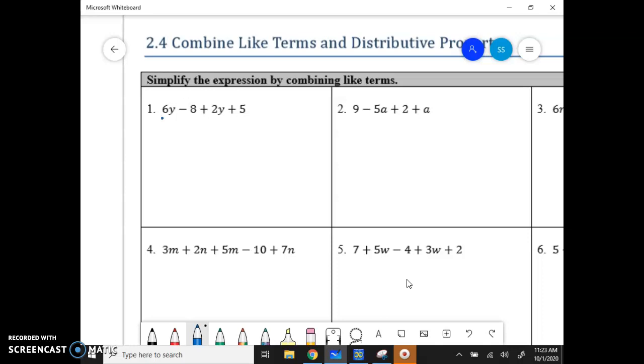So we have our y's we have to combine, and then we've got our constants. So let's combine our y's. We have 6y's here, 2y's here. That's a total of 8y's. All right, now I'm done with them.